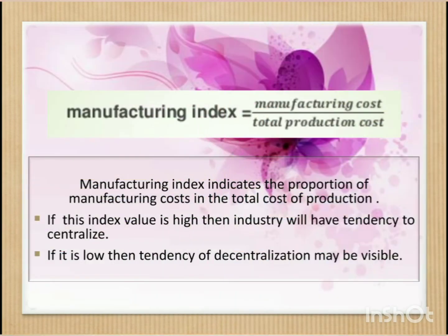This can be understood by manufacturing index. Manufacturing index is equal to manufacturing cost divided by total production cost. Manufacturing index indicates the proportion of manufacturing cost in the total cost of production. If this index value is high, then industry will have tendency to centralize. If it is low, then tendency of decentralization may be visible.